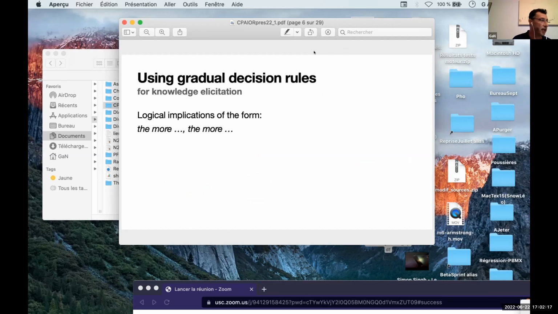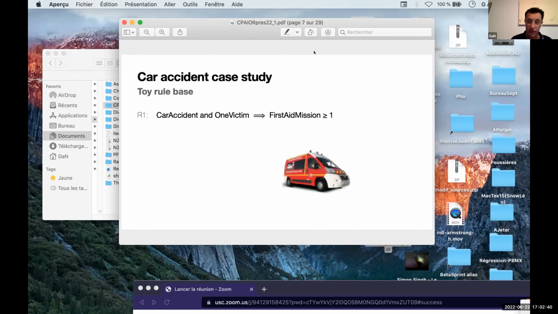So we'll use a particular kind of rules for knowledge elicitation, which we call gradual decision rules, which are rules of the form the higher A, the higher B, or the more A, the more B. For instance, if you have more victims, you will have more ambulances to send and dispatch to the scene of the emergency.